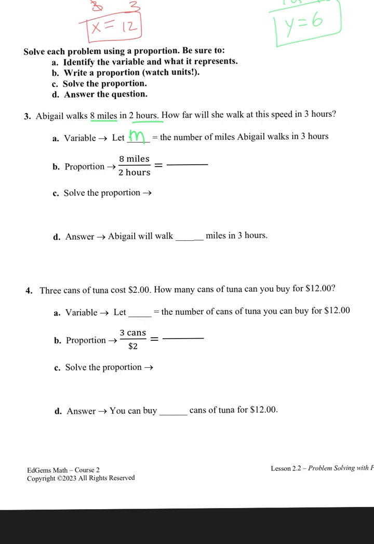Do we know how many miles she's going to walk in 3 hours? No. So that is your variable. But we do know how many hours she's going to walk. That's 3. So again, 3 hours. Okay, so at this point it says solve the proportion. So we're going to cross multiply. 2 times m is 2m.